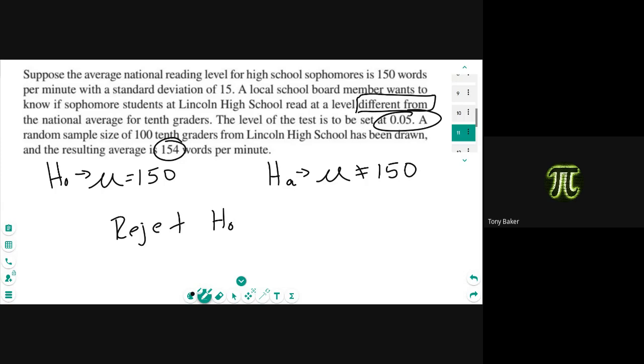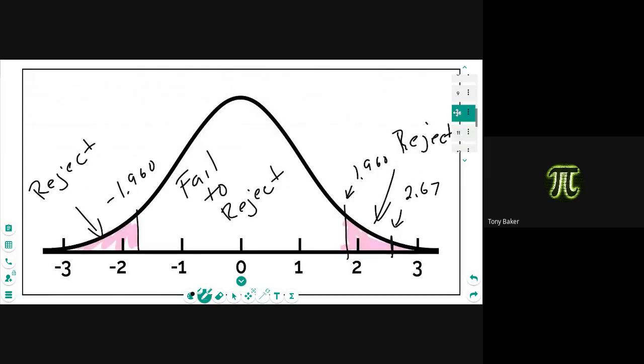So to figure out whether you reject or fail to reject, is it just to draw out the bell curve? Yep. Draw the bell curve and shade it. That's honestly the best way to do it. So do something very similar to this.